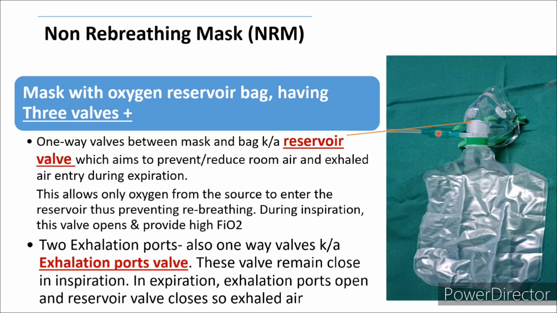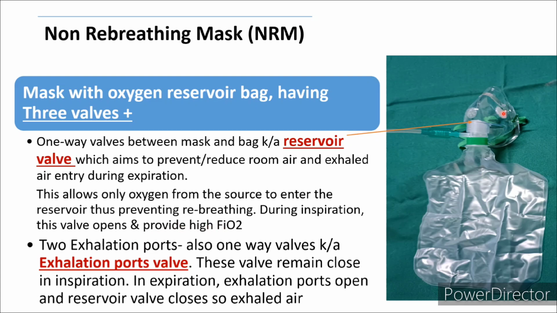This is the oxygen tubing. So when this valve is closed, the oxygen from the oxygen source will fill the reservoir bag. So this bag is filled during the exhalation when the valve is closed and the oxygen source delivers the oxygen to the bag. So this valve allows only oxygen from the source to enter the reservoir, thus preventing rebreathing, and during inspiration this valve will open and provide the high FiO2.